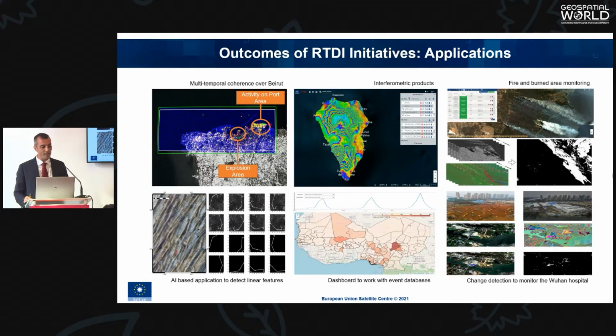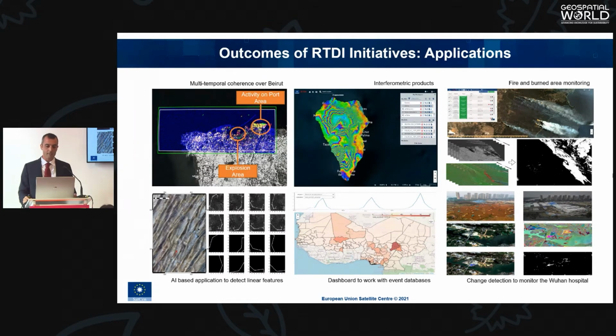So the first one on the top left of the slide is a multi-temporal coherence that we did over Beirut. You may remember the explosion in August 2020. So here, using 2 Sentinel-1 data, we performed this assessment. You can see in green and red the damages on the area. So it's a change detection using multi-temporal coherence on Sentinel-1 data.